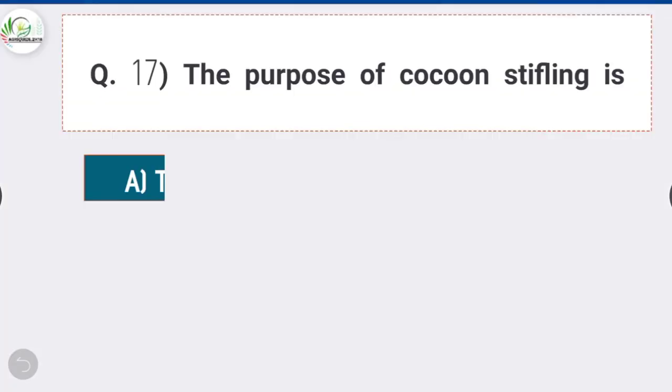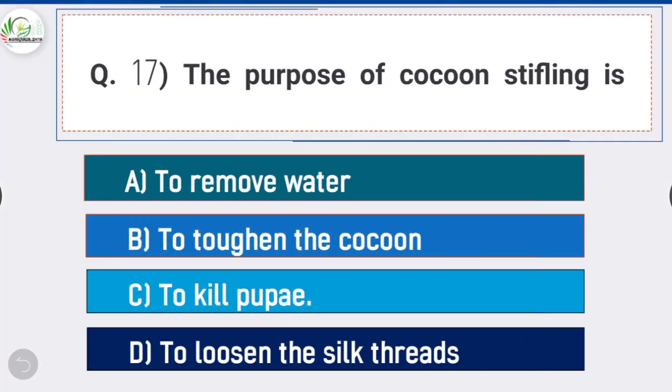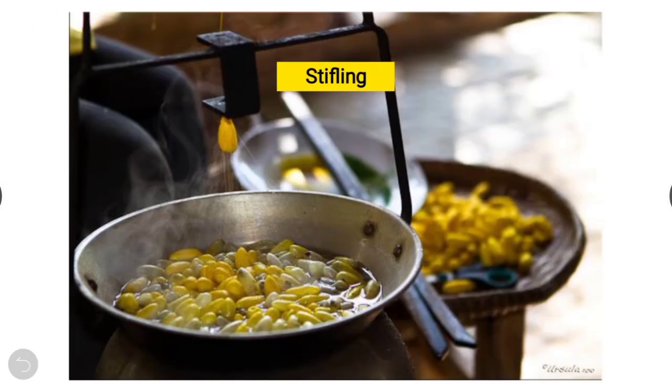Question number 17. The purpose of cocoon stifling is, correct answer is to kill pupae. Stifling treatments are applied to silk cocoons in order to kill the pupae, preventing the emergence of moths and allowing the silk to be preserved during long periods of time. All of them involve the application of aggressive steps such as sun exposure, hot steam from boiling water or hot air during hours or even days.